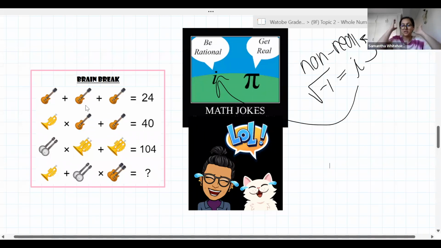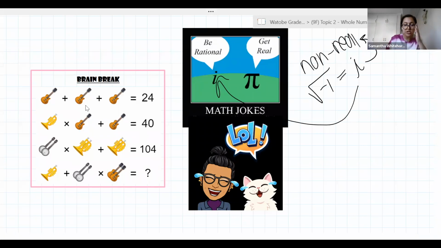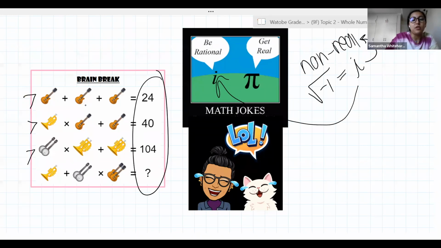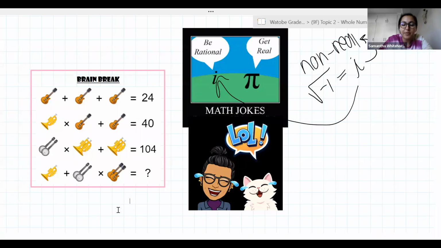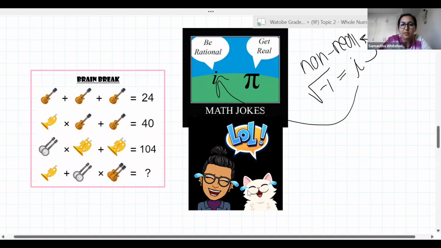Brain break. What we do here is we basically want to solve the equation essentially. So we want to know what the value of the guitar, the trumpet, and the banjo is so that all of those answers are true. So think of it like an equation. You're solving an equation for an unknown. And so give it a try and see if you can get the values of those instruments. I'm going to give everyone a chance. Ndalo and Mboniswa, I see your hands, but I'm just giving everyone a second to think about it, and then I'll take some answers.